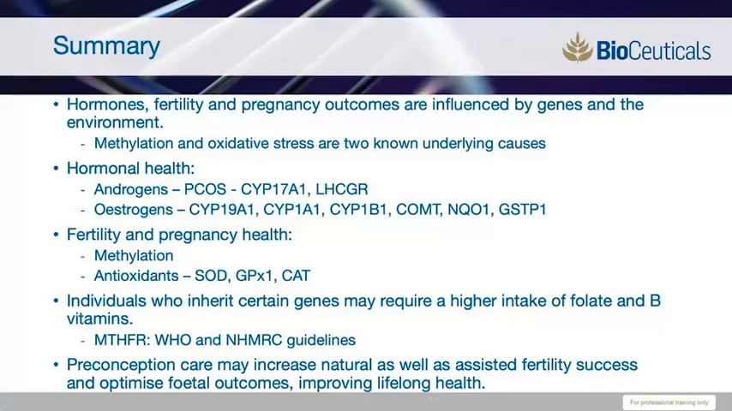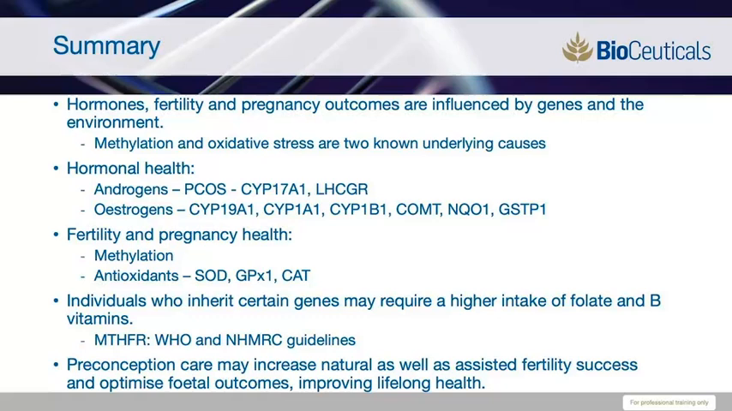With fertility and pregnancy health, methylation, you've heard a lot about it, antioxidants, thinking about these genes that are involved in breaking down these free radicals. Does your patient have genetic variations in these antioxidant enzymes, making them more susceptible to oxidative stress? If they do, they need to be careful. They need to minimise exposure. They need to support these enzymes. Consider more antioxidants in the diet. Individuals who inherit certain genes may require a higher intake of folate and B vitamins. We went through that in detail.